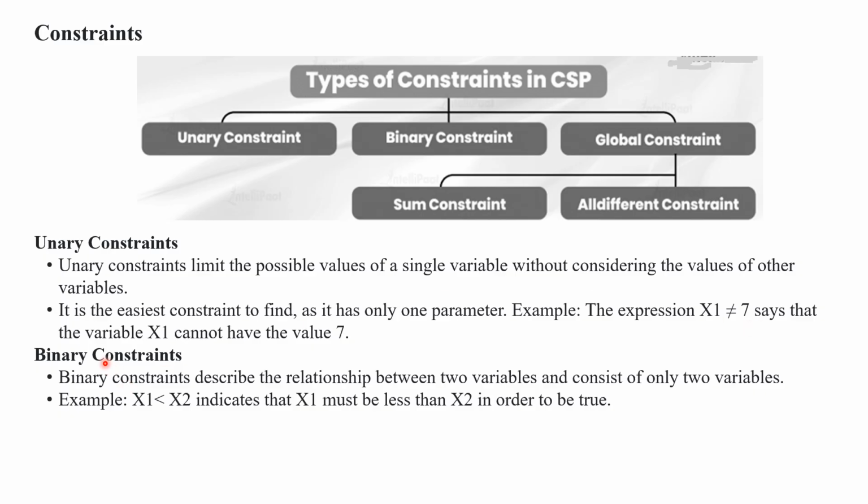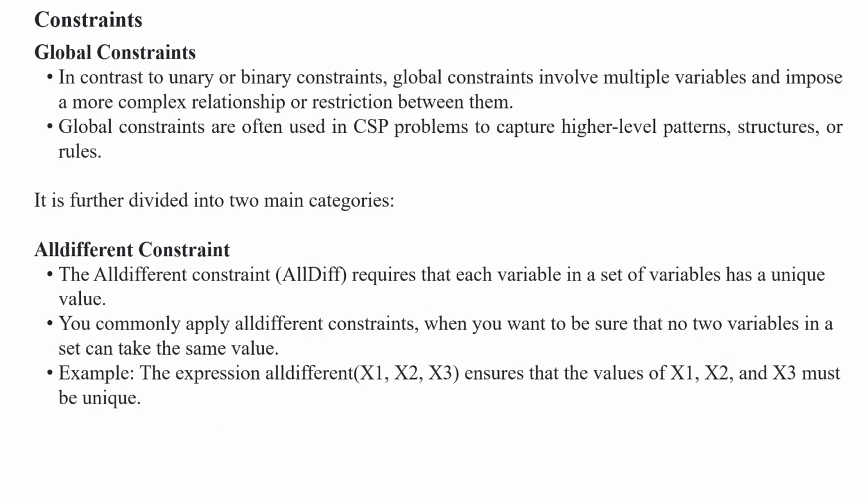Binary constraint involves two variables. It describes the relation between two variables and consists of only two variables. For example, x1 less than x2 indicates x1 must be less than x2 in order to be true.